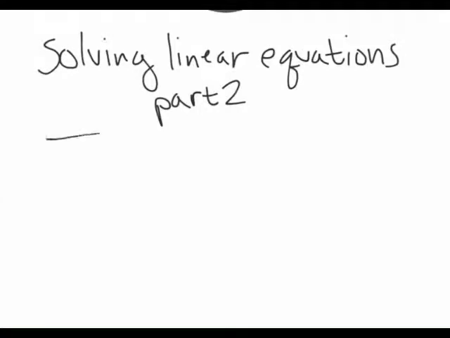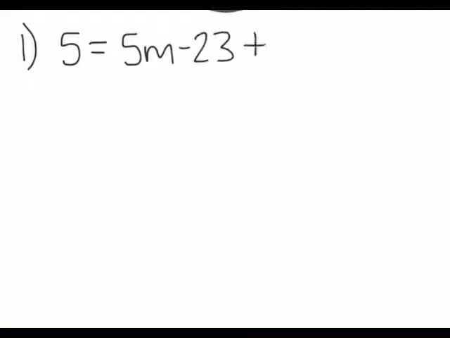Alright, solving linear equations part 2. We're going to look at some more complicated equations that require a couple more steps and some more critical thinking in order to figure out how to solve them. Here's the first equation that I want to solve. So you're writing this down with me. 5 equals 5m minus 23 plus 2m. Let's figure out how we're going to solve this equation for m.